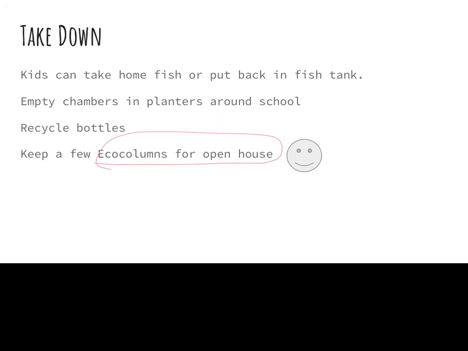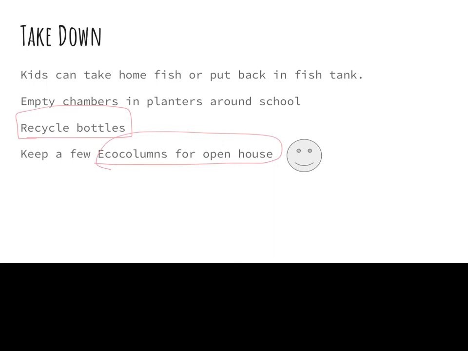Can you keep your bottles and have kids from the next year use them? You can if you have the storage space. That's a lot of storage space. But the plastic gets a little crinkly, and the EcoColumns don't stay up very well with crinkled plastic. So in some ways, it's better to start out with fresh bottles each year.